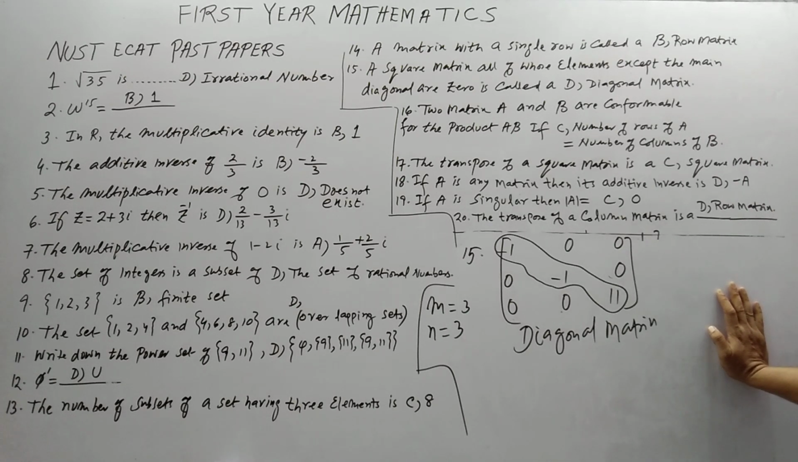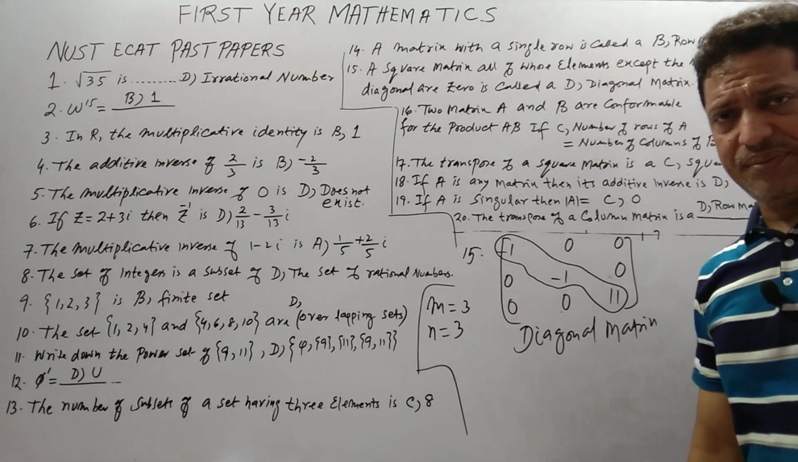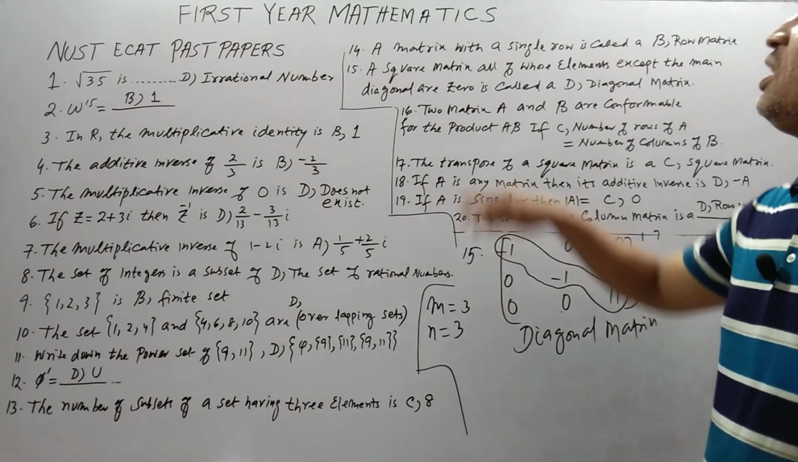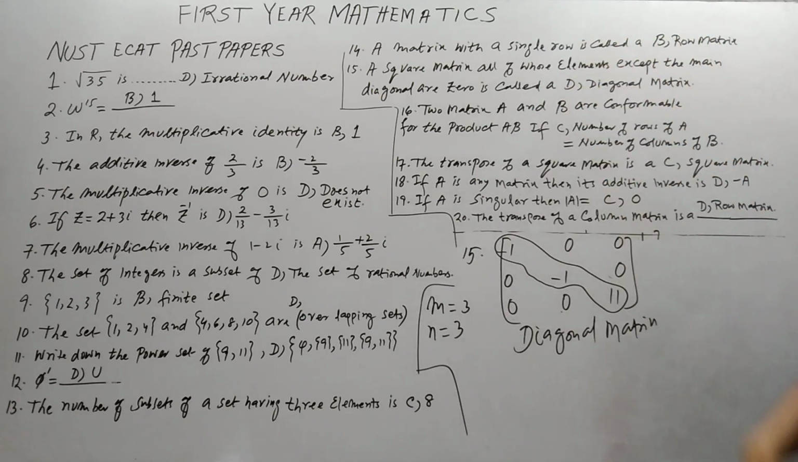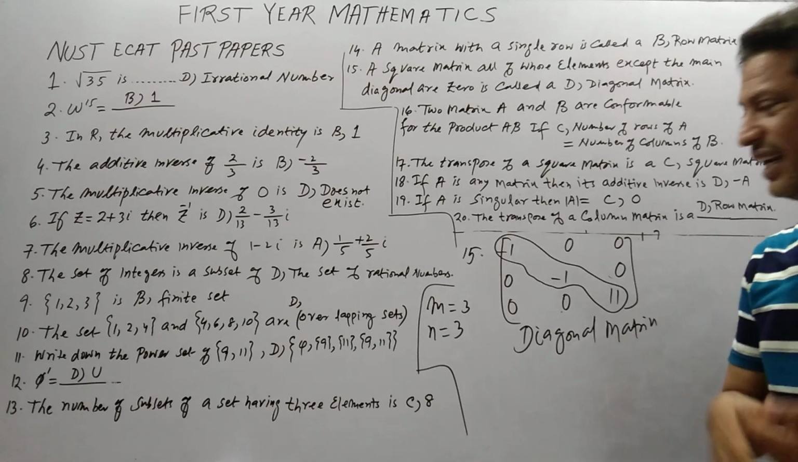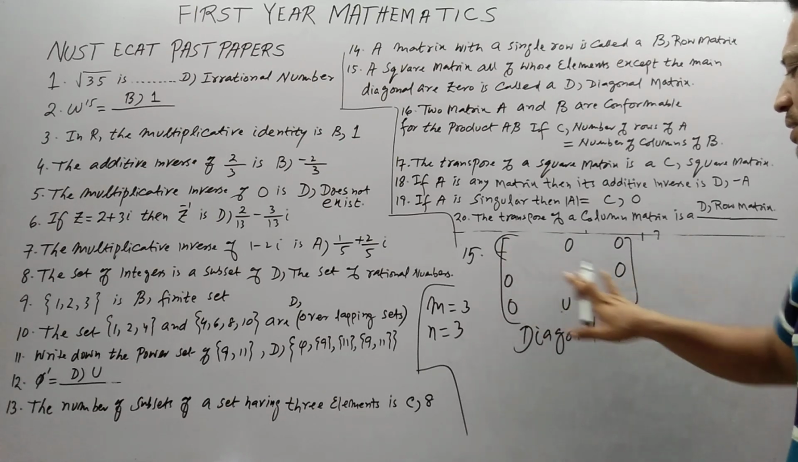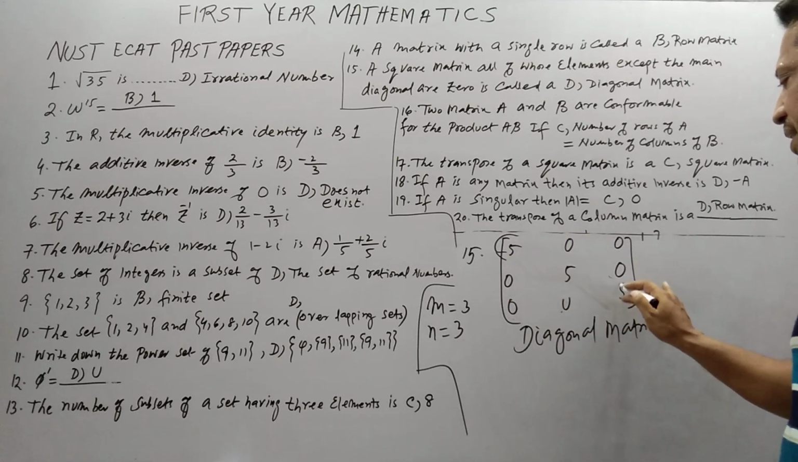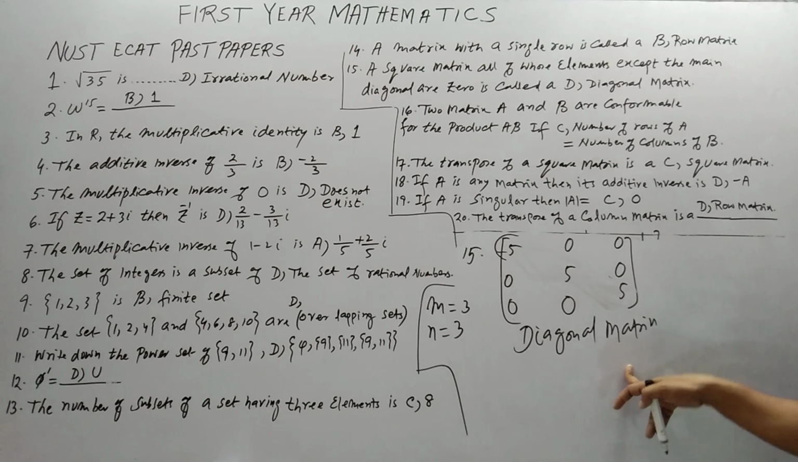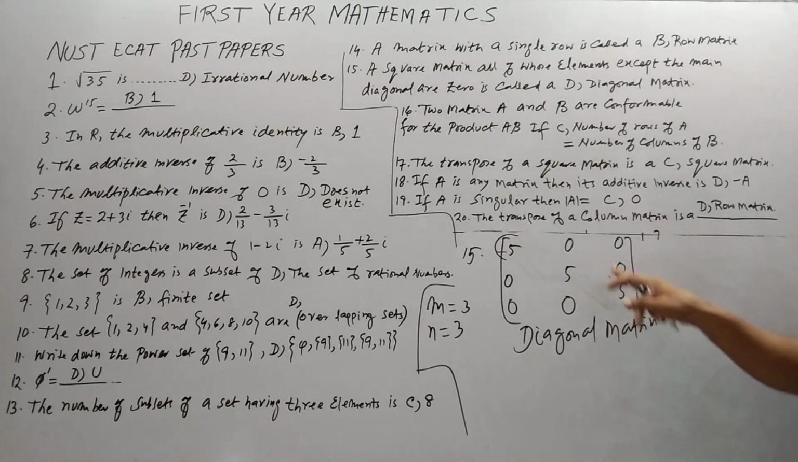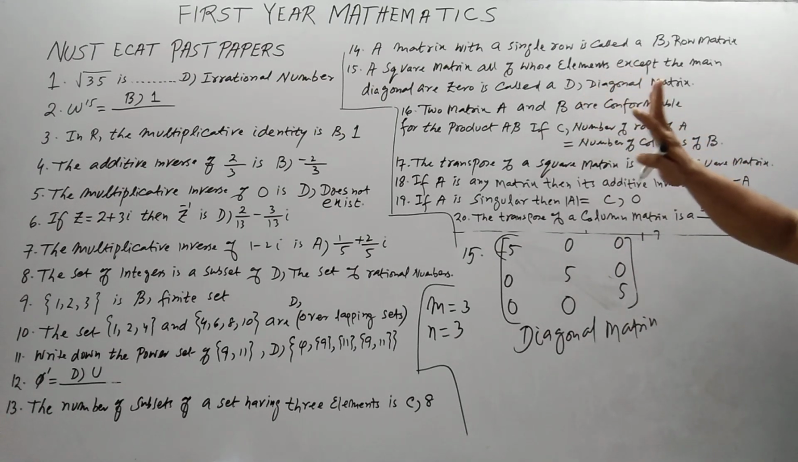Now, if I change the question, definitely this question will not come in the coming exam, I am just changing it. A square matrix, all of whose elements except the main diagonal are 0, and the diagonal is the same, 5, 5, 5, for example. Is this a diagonal matrix? Yes, this is a diagonal matrix because this matrix fulfills the definition. Okay, the correct answer is D, diagonal matrix.